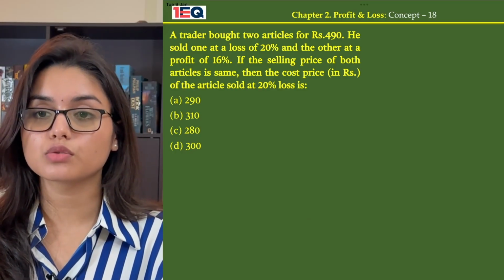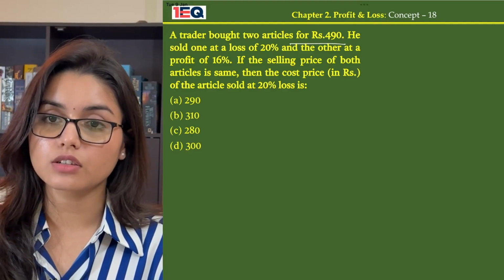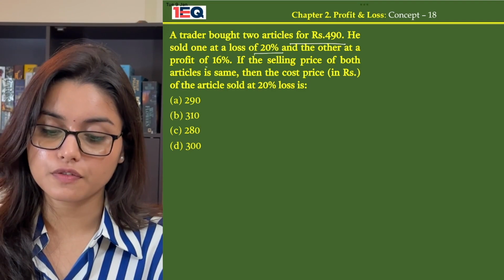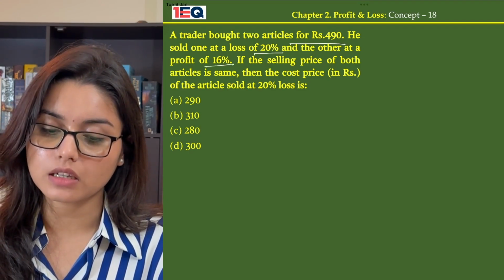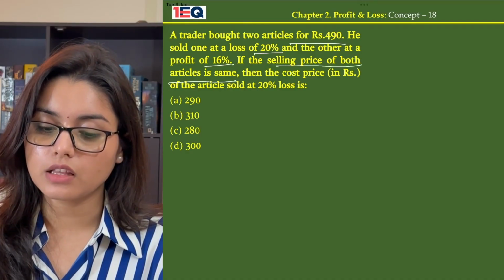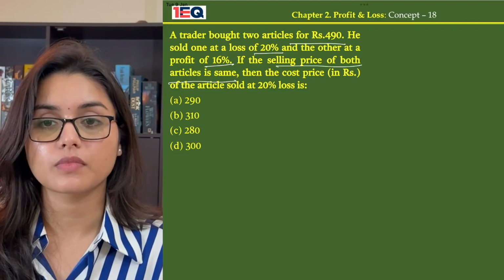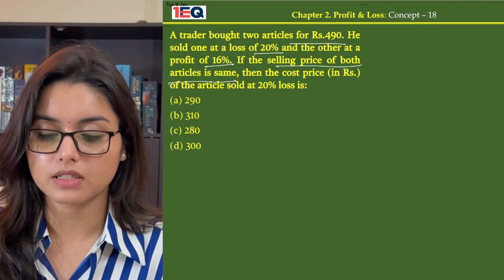A trader bought 2 articles for rupees 490. He sold one at a loss of 20% and the other at a profit of 16%. If the selling price of both articles is same, then the cost price of the article sold at 20% loss is. So let the cost price of both the articles be A and B respectively.